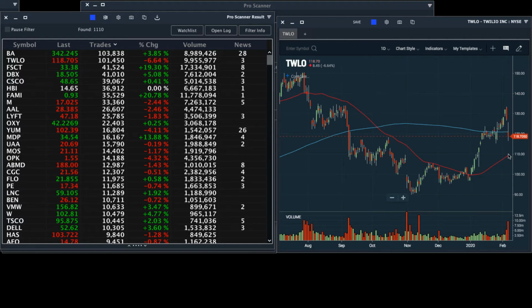Next, we'll look at Twilio, and we can see that the stock just broke below its 200-day moving average and is approaching that 50-day moving average. In this case, we may look for a further breakdown and see if the 50-day holds as support.